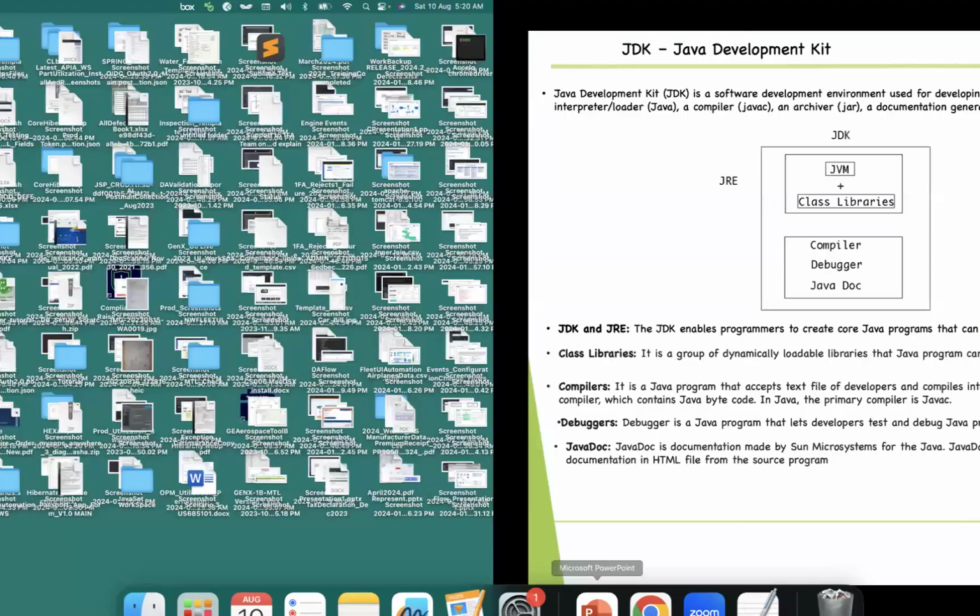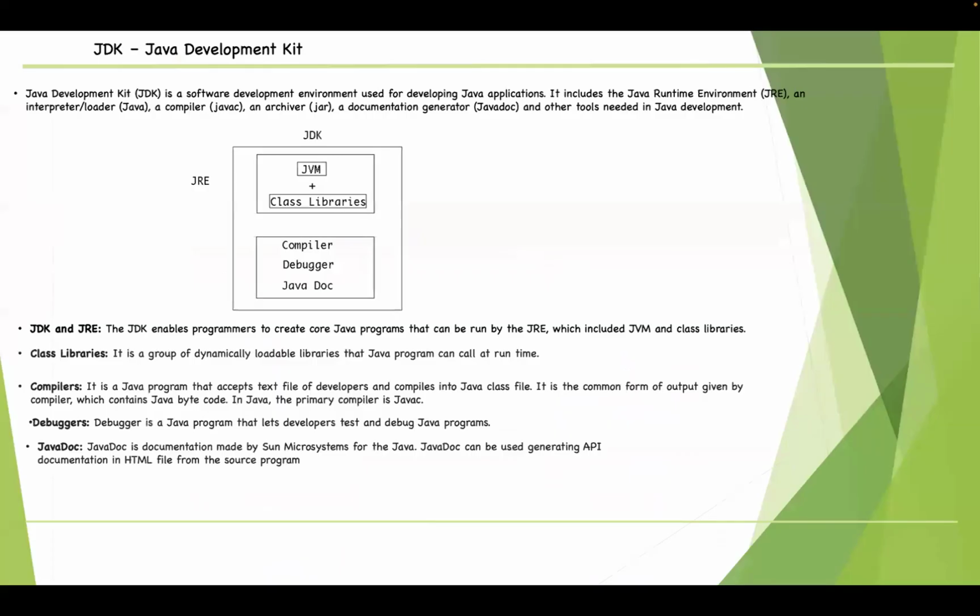Now let us go back here again with our kit. So here, JDK has been given as a software environment. But when I want to run my program, what supports it is the JRE. JRE is nothing but Java Runtime Environment. What are the components available in the Java Runtime Environment? JVM plus class libraries.